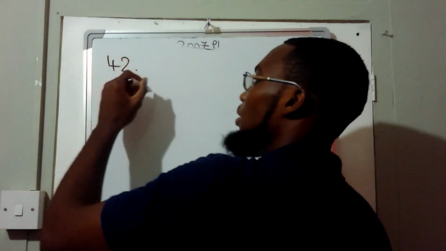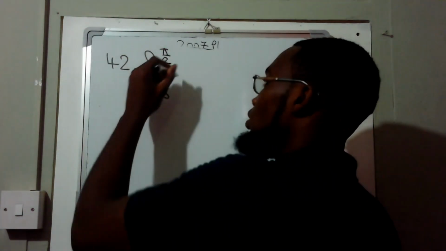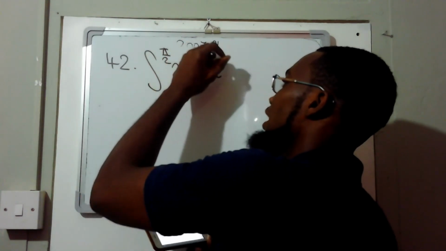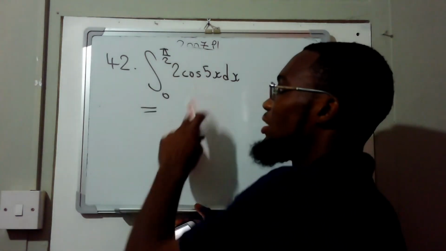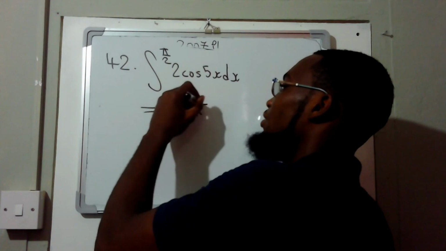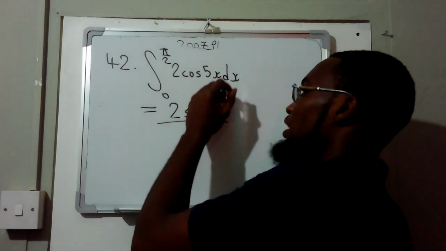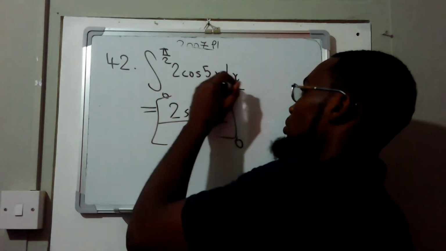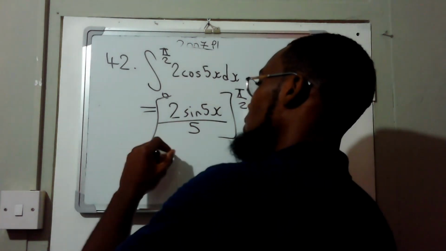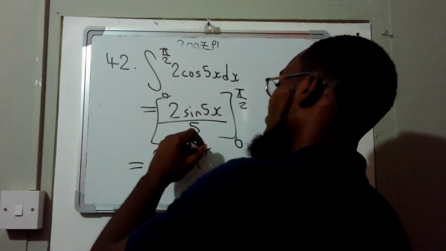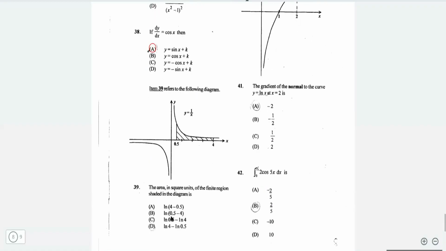Question 42, you want us to find the integral from 0 to pi by 2 of 2 cos 5x dx. When you integrate cos, you get sine. So it's 2 sine 5x, but then you divide by the derivative of what's in the bracket, which is 5. You're going from 0 to pi by 2. When you plug in x as pi by 2, you get 2 times the sine of 5 times pi by 2, divided by 5, minus the sine of 0, which is 0.